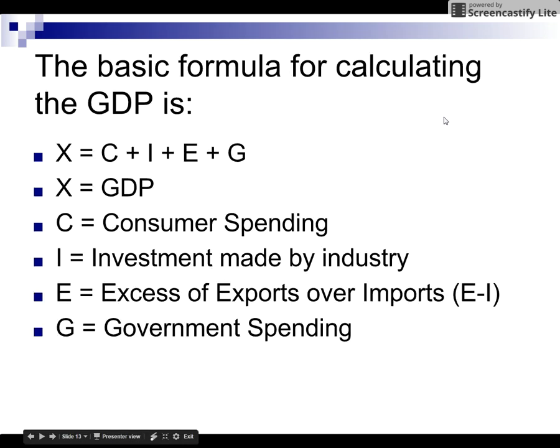The basic formula for calculating GDP is X equals C plus I plus E plus G. X stands for GDP, C stands for consumer spending, I stands for investment made by industry, E is for excess of exports over imports, which is E minus I, and G equals government spending. Now, don't let this formula overwhelm you, okay? I just wanted you to have an understanding of how GDP is counted. We're not actually going to make you do this.